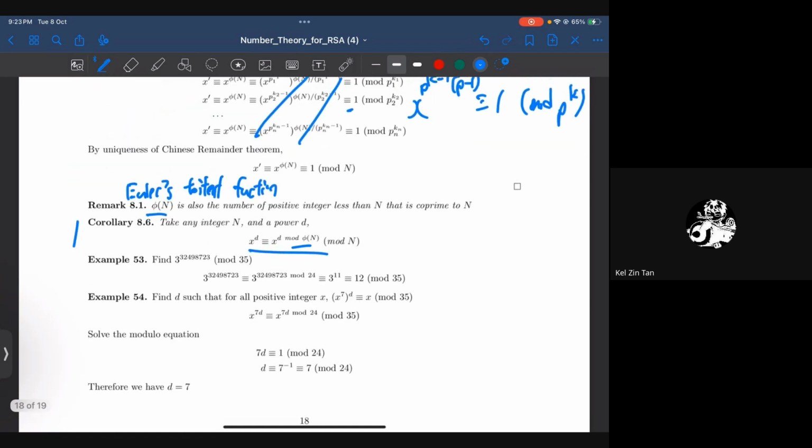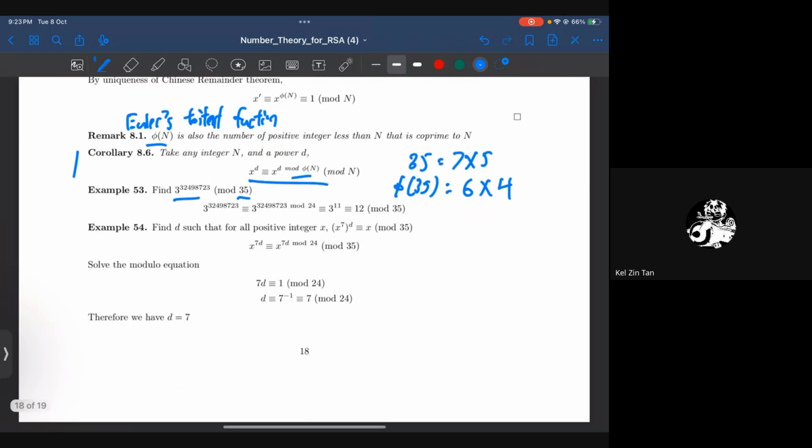So an application of Euler's theorem is that, let's say we have 3 to the power of this thing, then what is phi n of 35? So 35 can be written as 7 times 5. So phi of 35 will be 6 times 4, because 7 minus 1 and 5 minus 1. So this is modulo 24. And this whole thing, modulo 24, is equal to 3 to the power of 11, and this is 12.